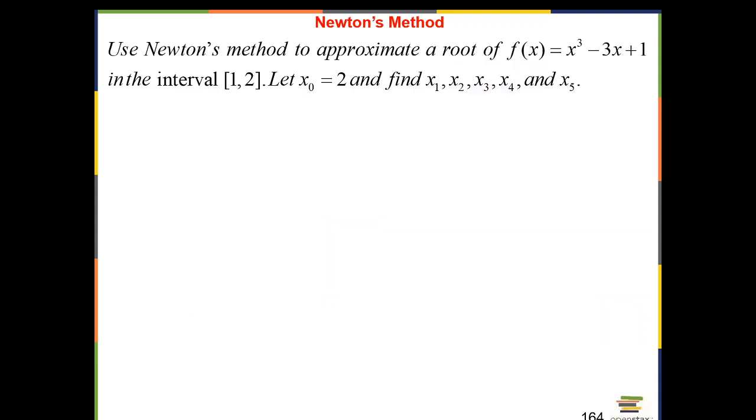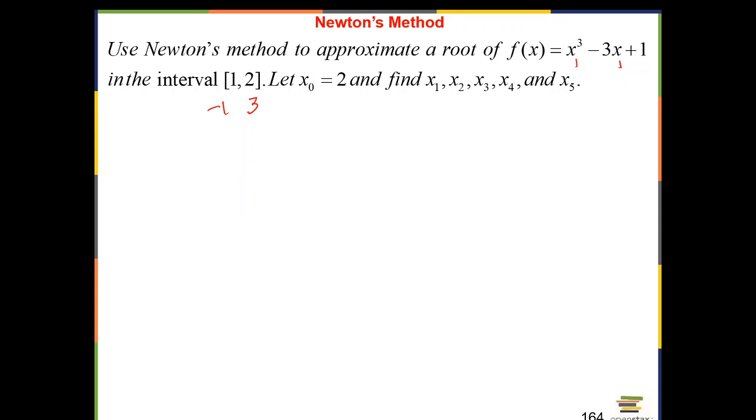So here's an example. We have f of x equals x to the third minus 3x plus 1. And the interval we're looking for a root in is this interval. The reason we know there is a root here is because if you substitute 1, you get 1 minus 3 plus 1, which is negative 1. And if you substitute 2, that's 8 minus 6 plus 1, which is 3. So we know this function is below the x-axis at 1 and above at 2, so it has to have a root between 1 and 2, right?